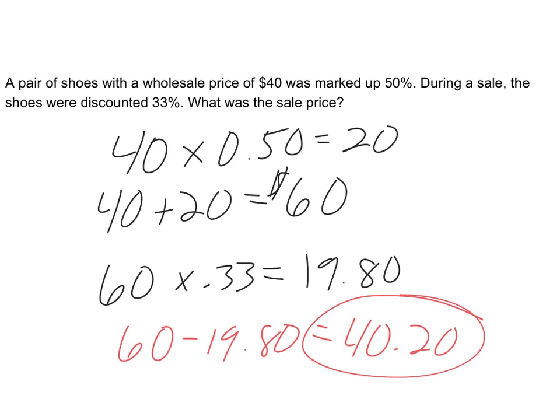So you'll notice that even though the shoes were on sale at 33% off, the company only bought it for $40 and they're still making a little bit of a profit because their sale price is still bigger than what they paid for it.